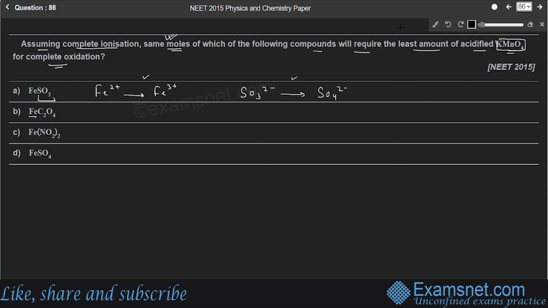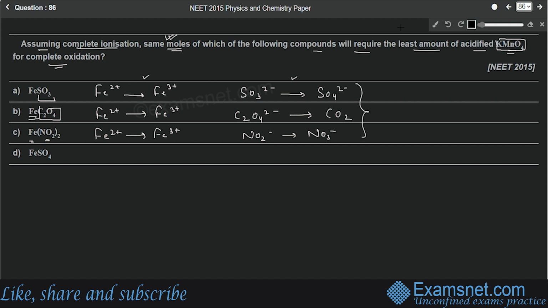In the second one, again iron is there, so in this case also Fe2+ will get converted into Fe3+, and then the other part is C2O4. So this will also get oxidized, so C2O4 2- will get converted into carbon dioxide, CO2. Okay, now in the third one, again first part is iron, so Fe2+ is getting converted into Fe3+, and then NO2. So this NO2- is getting converted into NO3-. Okay, after complete oxidation, these will be the products.